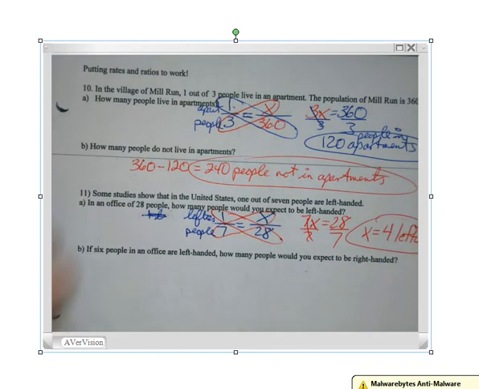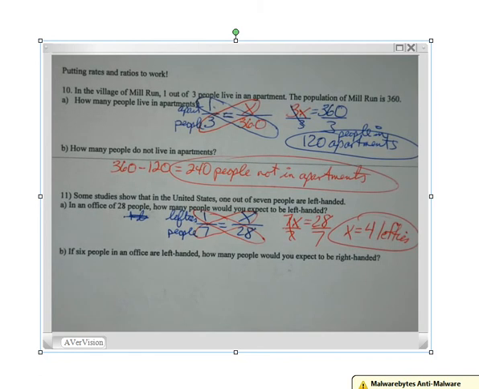Yes, sir? Why didn't you just take a step... You can. If you see that, you can. With these examples, it's pretty easy to do that, but we will get into some that get a little bit trickier, so I'm just trying to get you into a good habit. Okay? So if 6 people are left-handed, how many people would be right-handed?